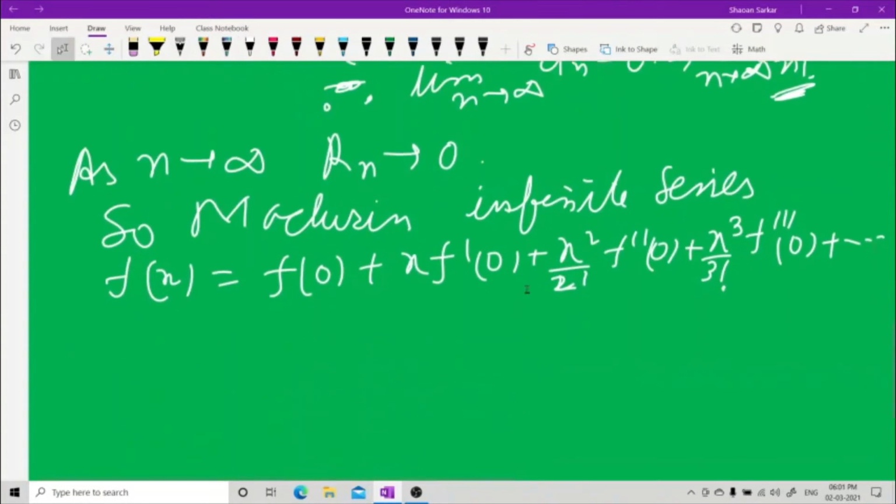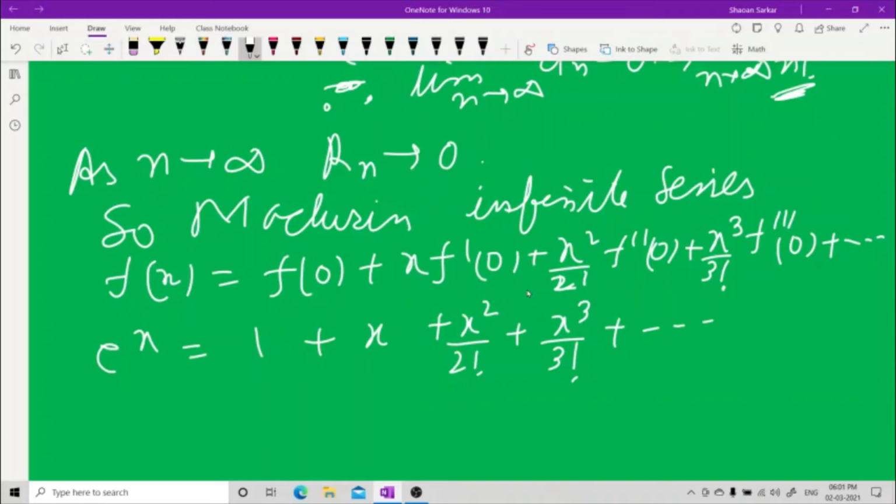This will go on continuing. So now for e to the power of x, f(0) is 1, x into 1, no need to write, this is just x square by 2 factorial, x cube by 3 factorial, and so forth. This is the way you will do it.